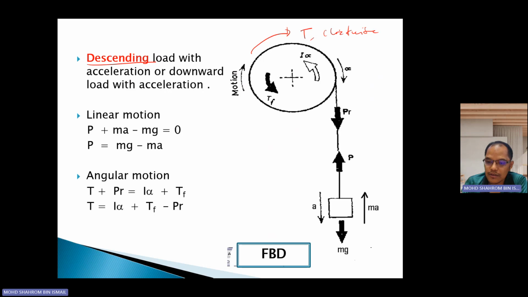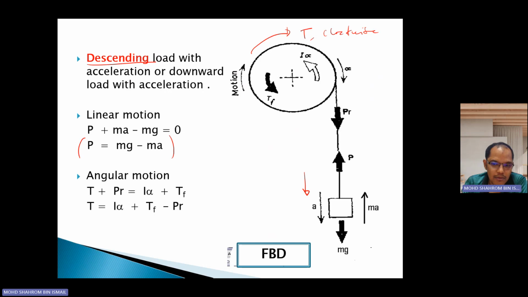Since you're going to descend the load downward, we go with the same formulation. I think it's still the same, except for this case there is a minus. For ascending it goes plus, for descending it goes minus.